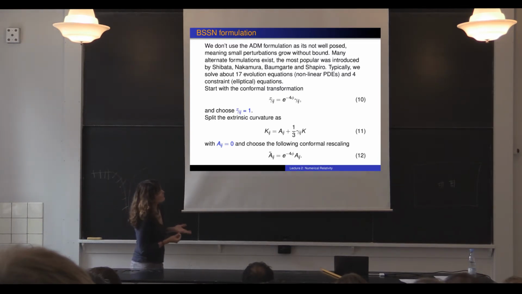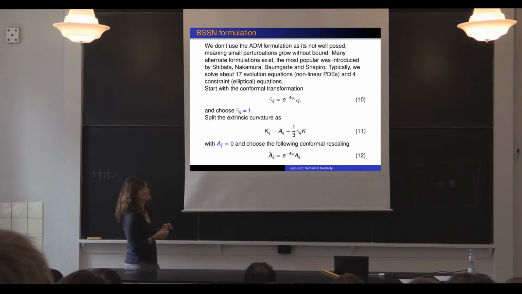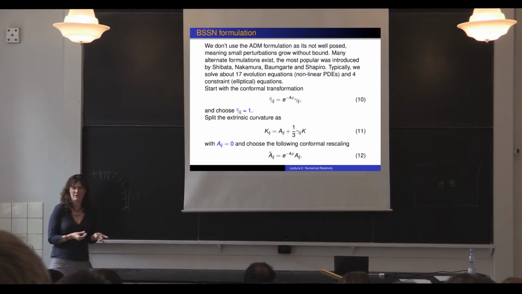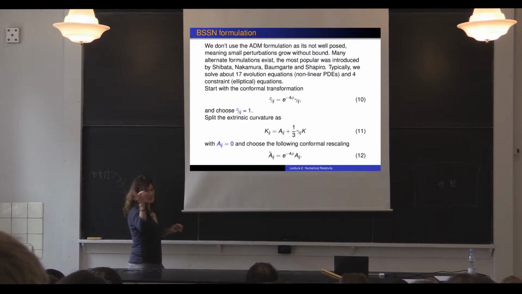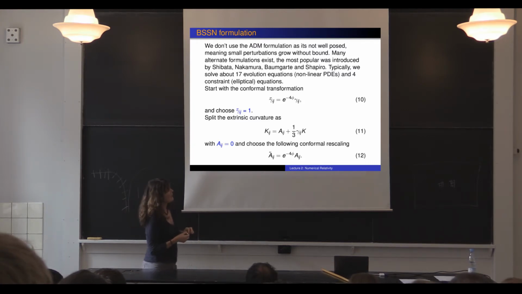But we don't use this because it is not well posed, which means it allows small perturbations to grow without bound, which is, of course, a bad idea. So a lot of the things that people were asking was exactly that. How do you get handles on these attempts to keep things from growing? The most popular thing is the Shibata Nakamura Baumgart-Shapiro thing we already talked about.